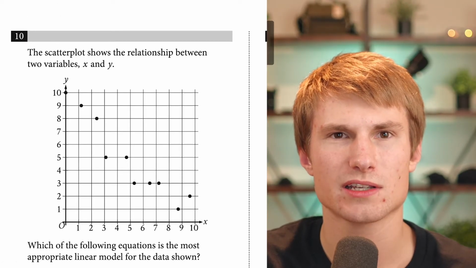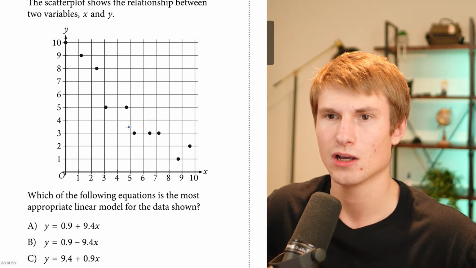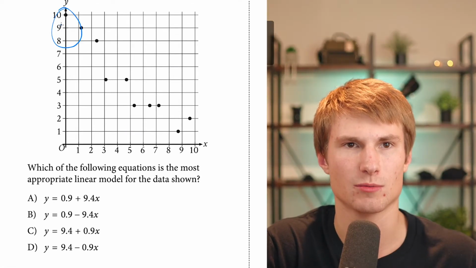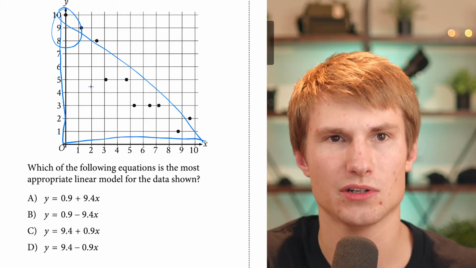So we've got a scatter plot above. The scatter plot shows a relationship between 2 variables, x and y. Which of the following equations is the most appropriate linear model for the data shown? Okay, I'm going to look for my y-intercept somewhere between 8 and 9, it looks like. We've got a negative slope. That negative slope is something around -1.